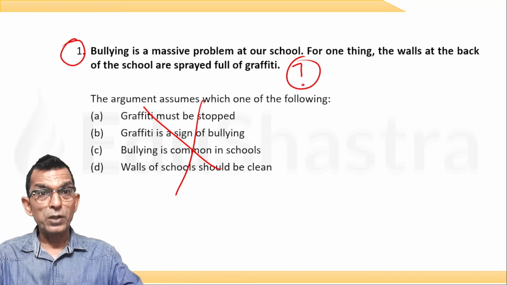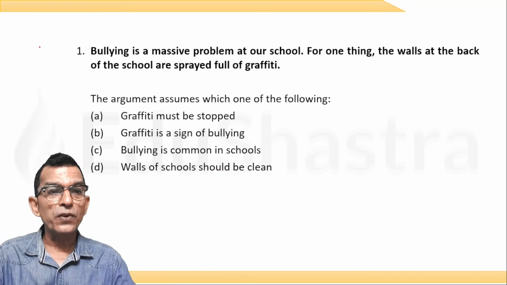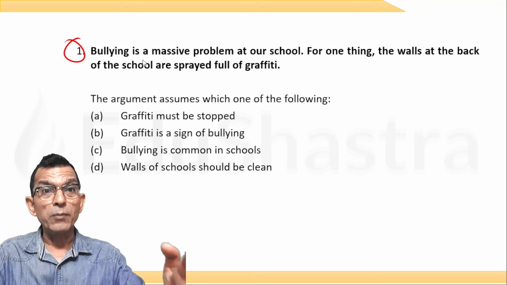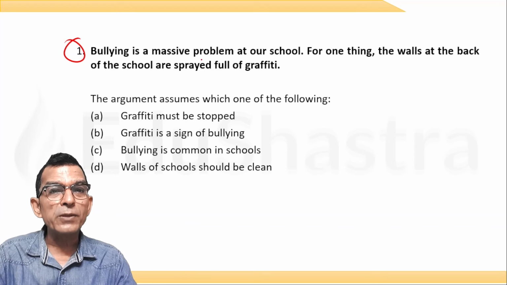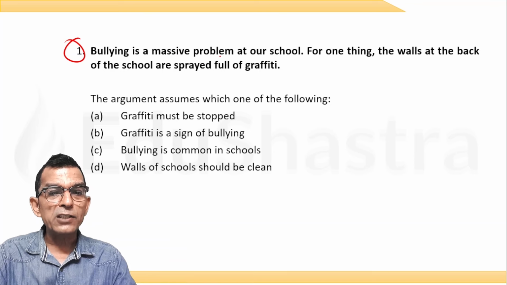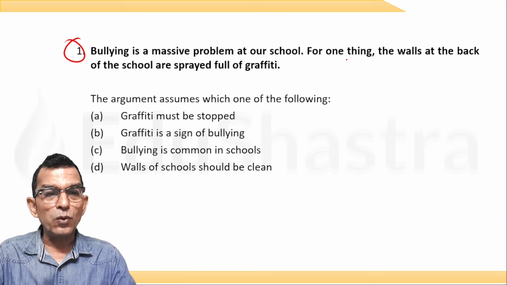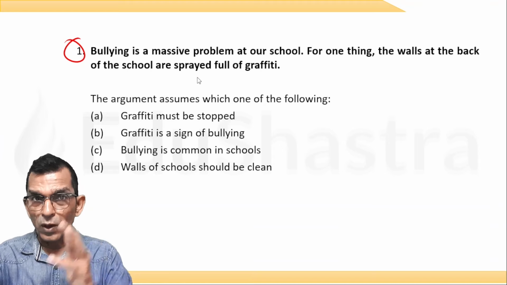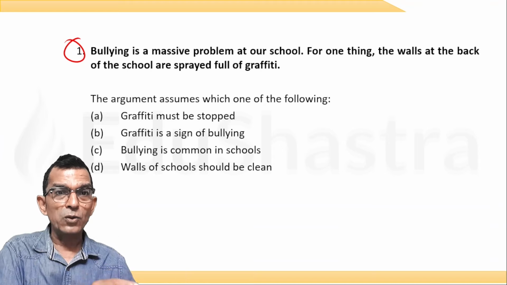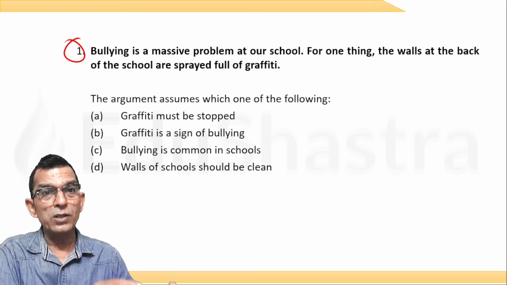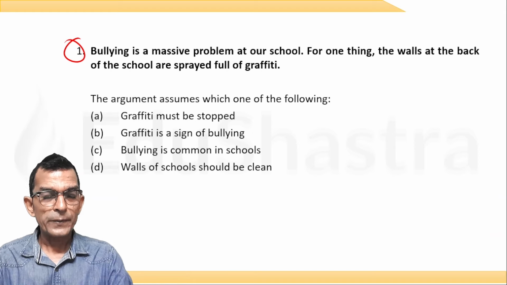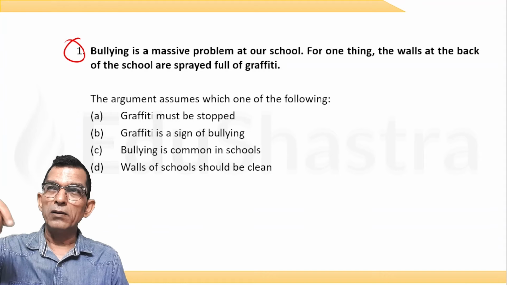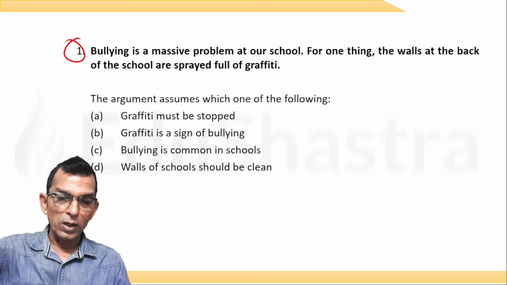Let's put everything we have learned to use. First of all, analyzing the passage, or being able to understand the passage well. Which one is the premise? Which one is the conclusion? Bullying is a massive problem at our school. For one thing, the walls at the back of the school are sprayed full of graffiti. So, what is the basis on which the conclusion has been drawn? Which sentence is the conclusion? Which sentence is the premise? Graffiti is whatever you write on the walls.